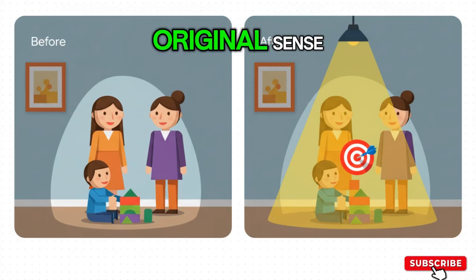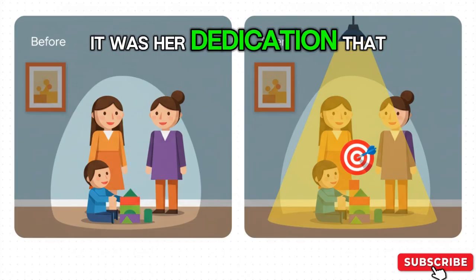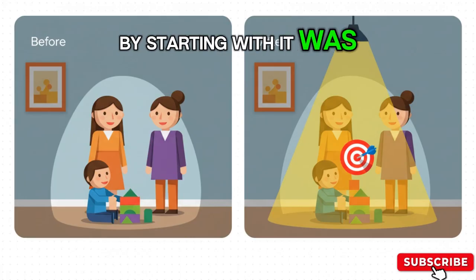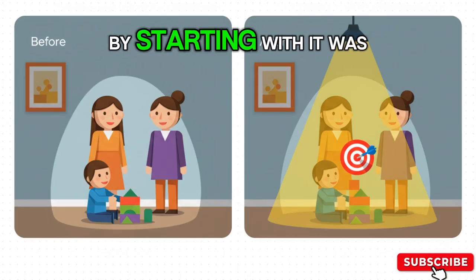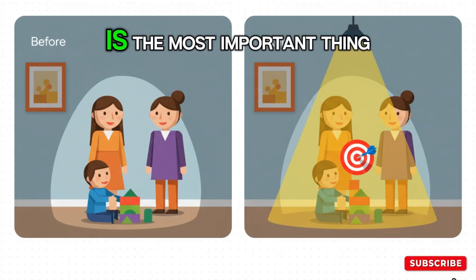Instead of just saying our original sentence, we can rephrase it like this. It was her dedication that impressed her parents. See that? By starting with it was, we're basically screaming, hey, pay attention. This next part, her dedication, is the most important thing I'm about to say.